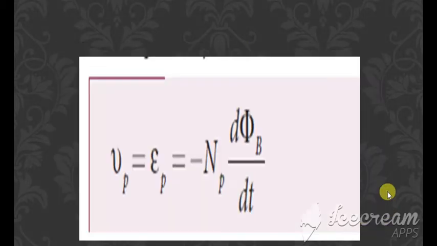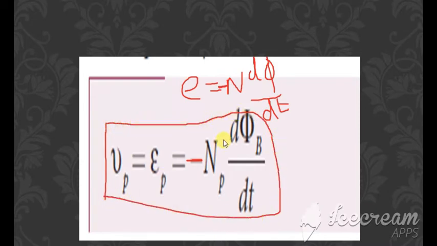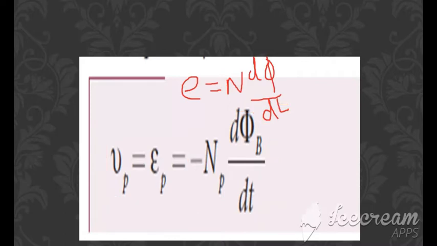Clear? Next, when you are writing the equation, E is n into d phi by dt. That we know already, is it not? E is equal to n into d phi divided by dt. Earlier we said that Vp and EP are equal but in the opposite direction, so we write with a minus sign. So Vp is equal to EP is equal to minus NP into d phi B divided by dt. So this gives the equation for the primary coil.